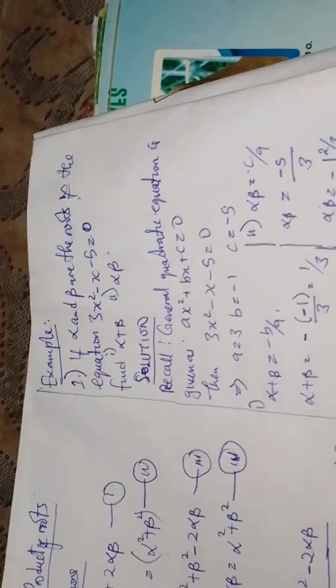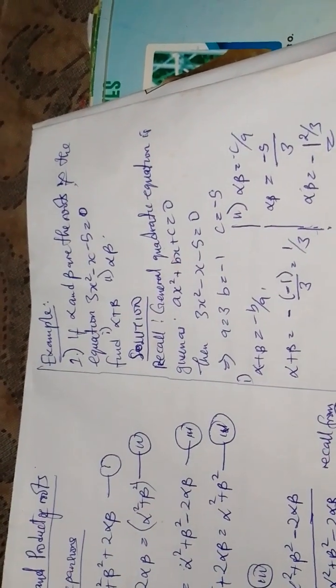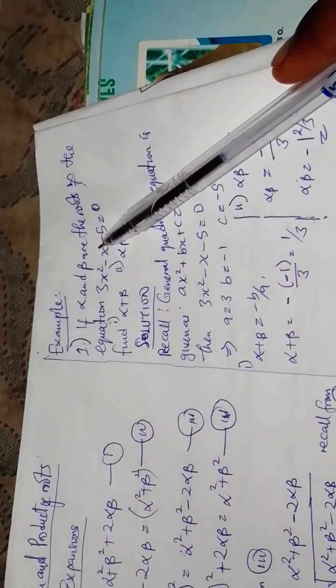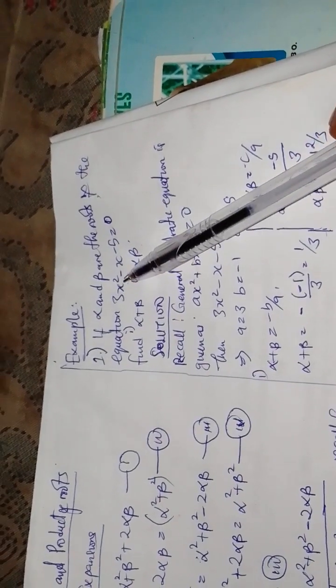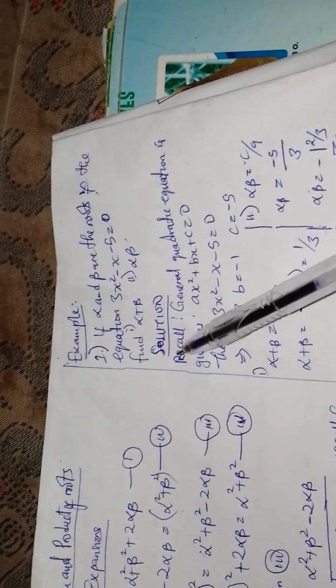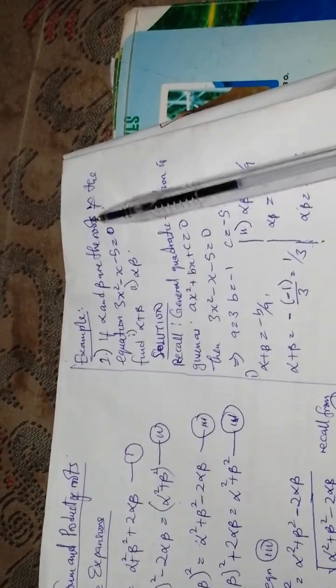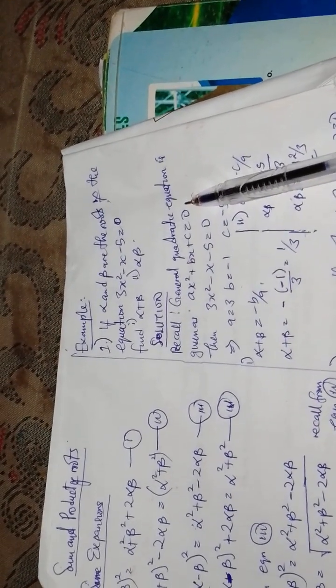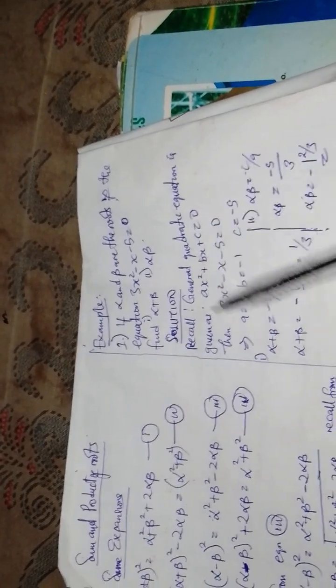Are we together? Alright, so now let's look at an example quickly. If alpha and beta are the roots of the equation 3x squared minus x minus 5 equals 0, we have to find alpha plus beta and also find alpha beta. Now recall the general equation for a quadratic equation is written as ax squared plus bx plus c equals 0, where a is the coefficient of x squared, b is the coefficient of x, and c is the constant term.